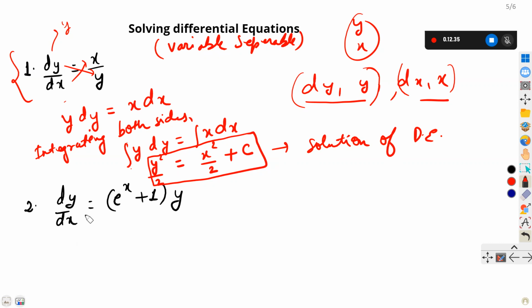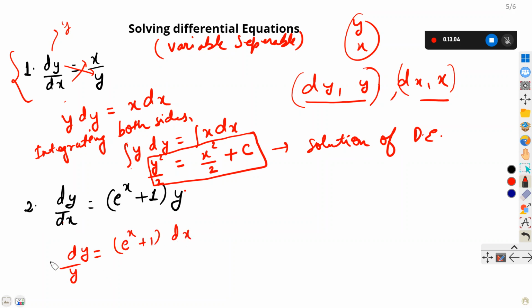We have dy over dx is e to the power x plus 1 times y. So we have to do the same thing. We have to look if we can separate the variables. So here also we can separate the variables by cross multiplying. We need y over on the left side and we need dx over on the right side. So dy over y gives e raised x plus 1 times dx.